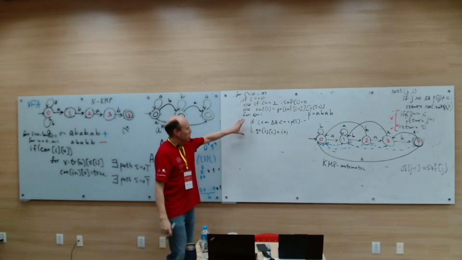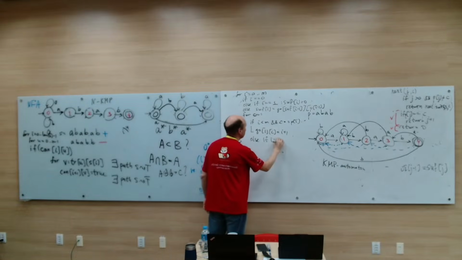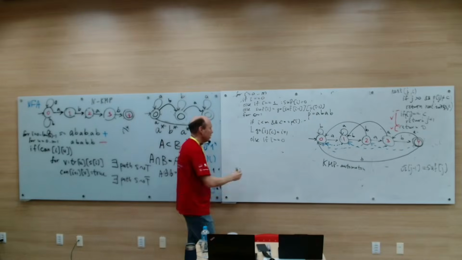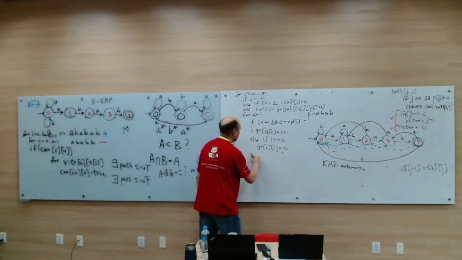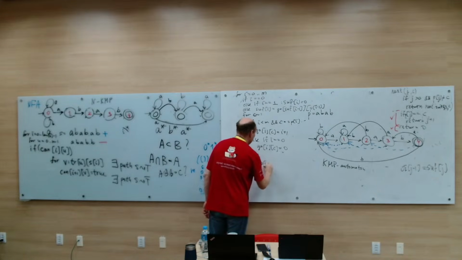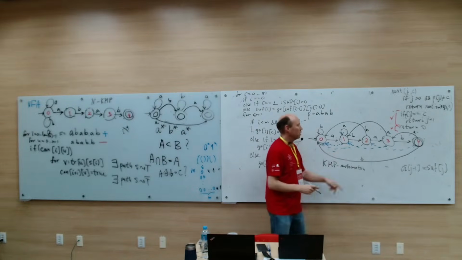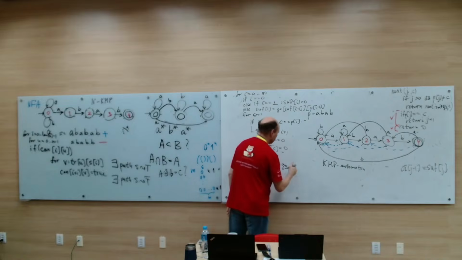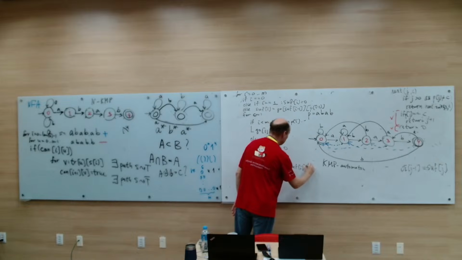And next we do this. Else, if i is 0, we don't have a suffix link, but we have nowhere to go anyway. So go(i, c) is 0, and else go(i, c) is we go by the suffix link and then by the required character. Go by the suffix link of i.